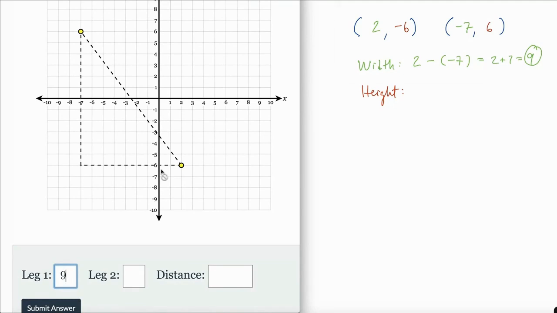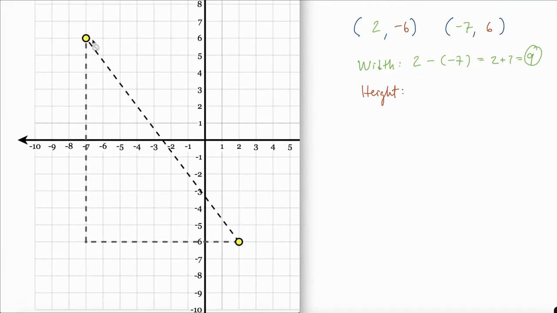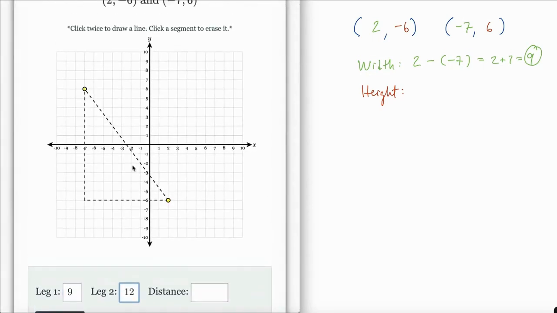Now, as far as the height is concerned, let's see. Well, how do we find the height? Well, the height is going to be based on the difference in the y values. So if this y value is +6, and this y value down here is -6, how far away is a y value of 6 and -6? Well, we could count 1, 2, 3, 4, 5, 6 just to get to the x-axis, and then 1, 2, 3, 4, 5, 6 more to get down to -6. So 6 plus 6 is 12. So that means this whole height is 12. So the other leg is 12.